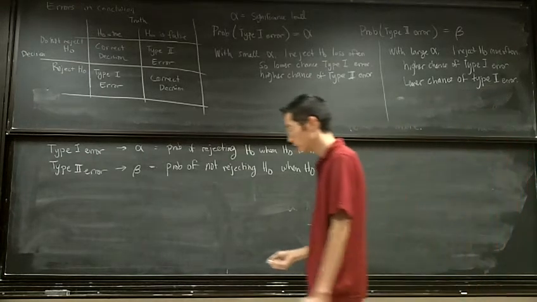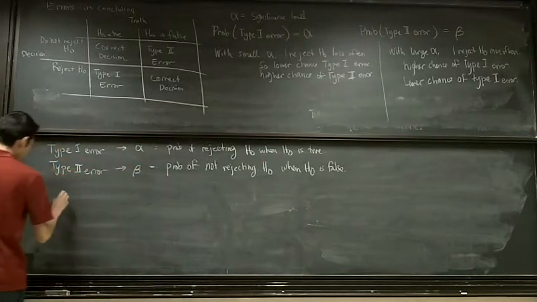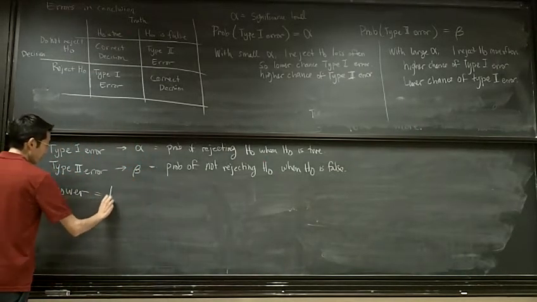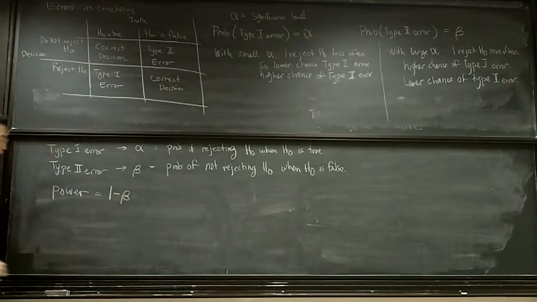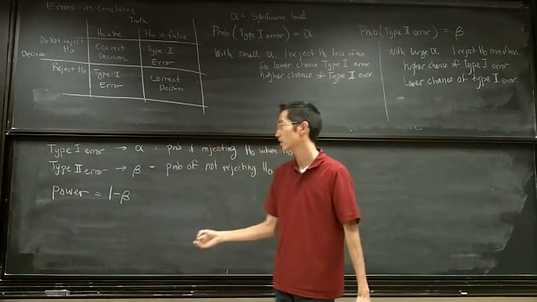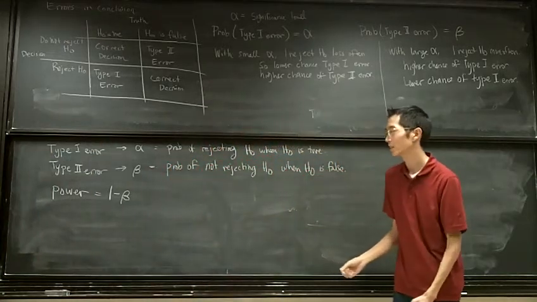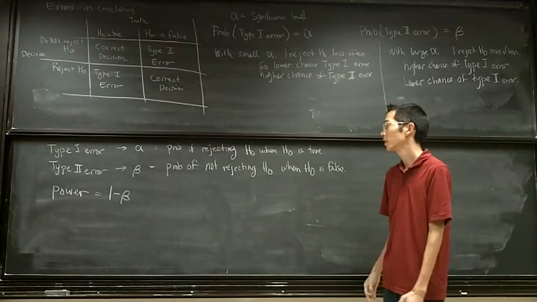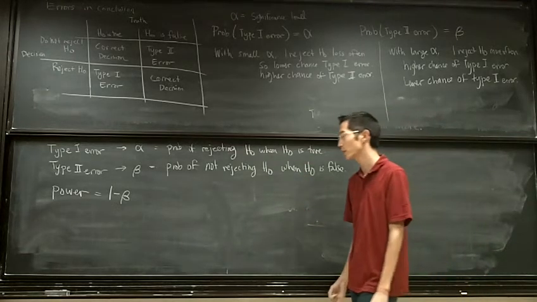And there's one more thing, and this is known as power. Power is equal to 1 minus beta. Okay? So power is the complement of a type 2 error, because 1 minus anything is its complement. So it's the complement of a type 2 error.